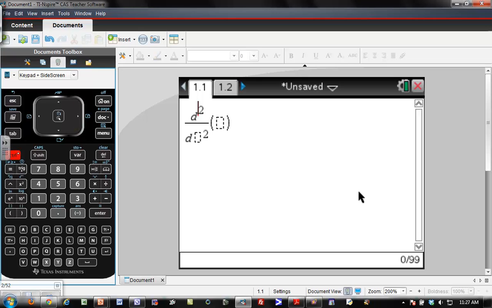So if I go to this mode and put in second derivative of a fraction: x cubed minus 2x squared plus x minus 1, all divided by x minus 2.